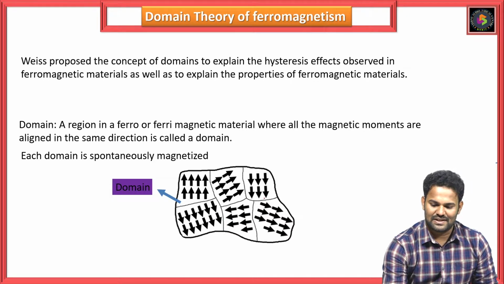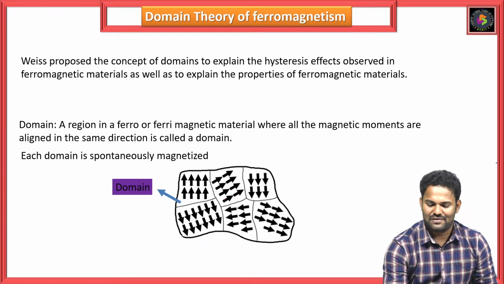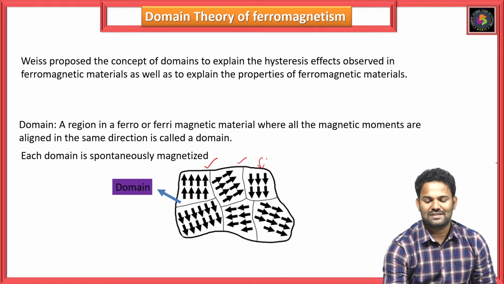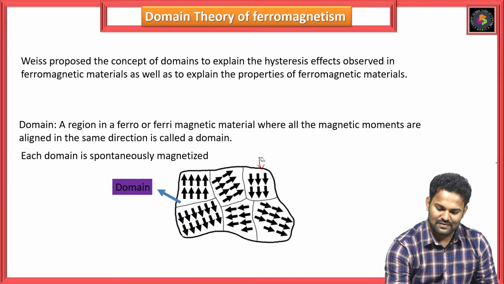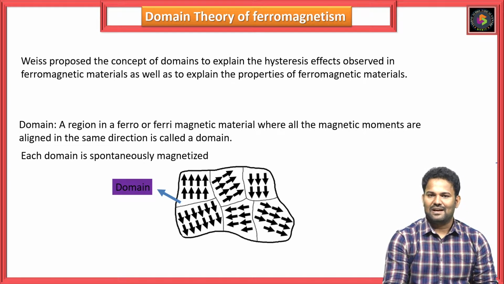Here, if you see, the spin magnetic moments are arranged in different directions from domain to domain. This domain has one direction, and similarly this one has a different direction. But within a domain, the magnetic moments are all in the same direction. So a region in a ferro or ferrimagnetic material where all the magnetic moments are arranged in the same direction is known as a domain.